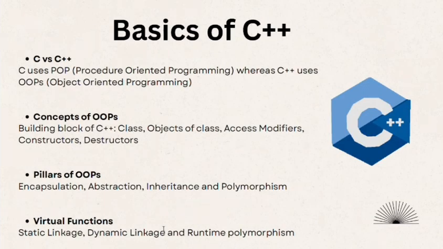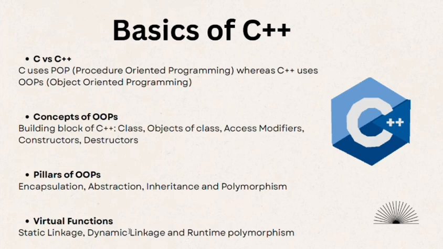Basics of CPP. In this, we'll learn about C and CPP, how C is different from CPP. C uses POP, that is procedure oriented programming, which focuses on functions only, and it is step by step instructions. Whereas CPP uses OOPS, concept of OOPS, where object oriented programming focuses on objects and classes, real world modeling.